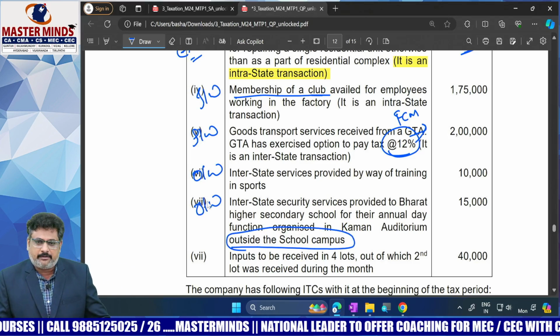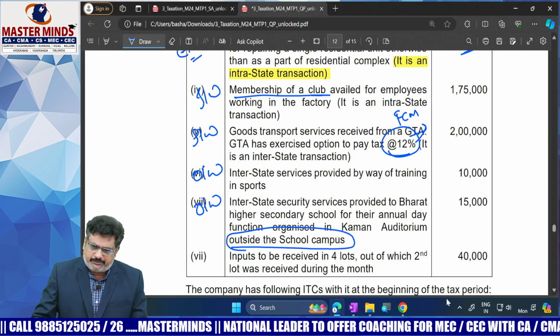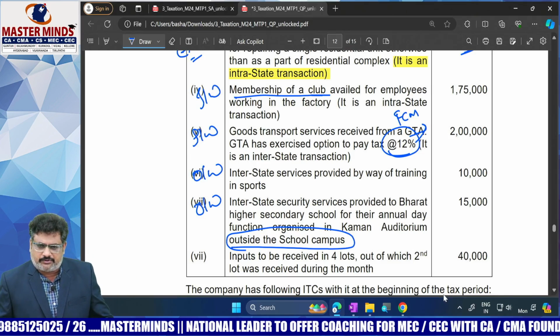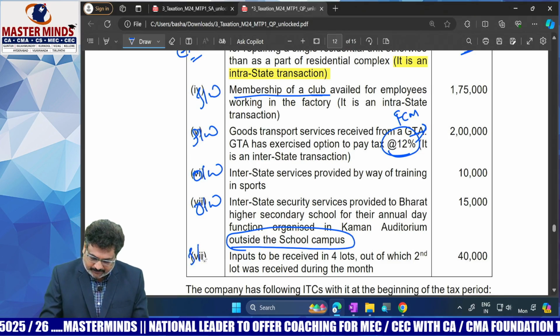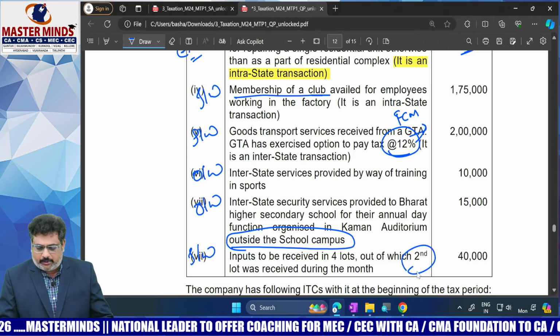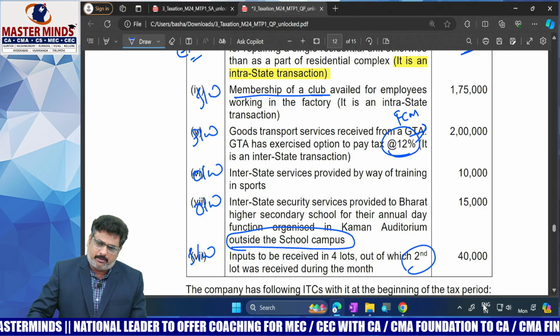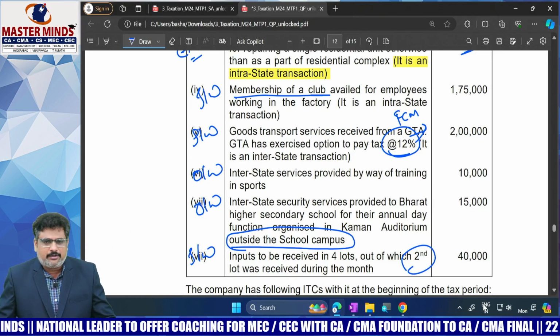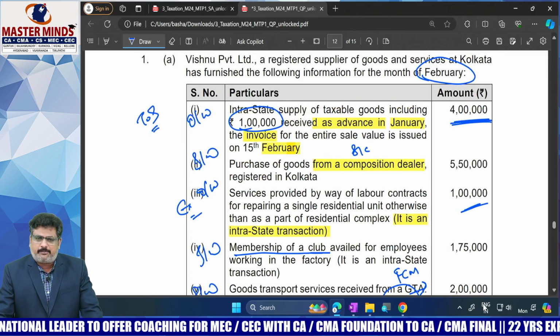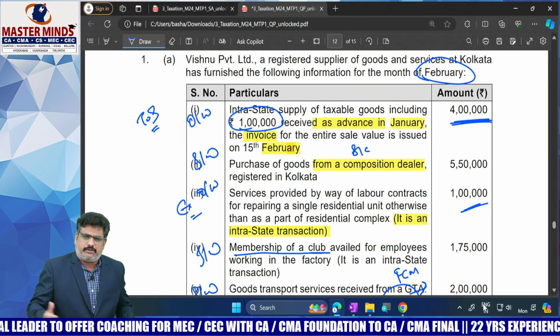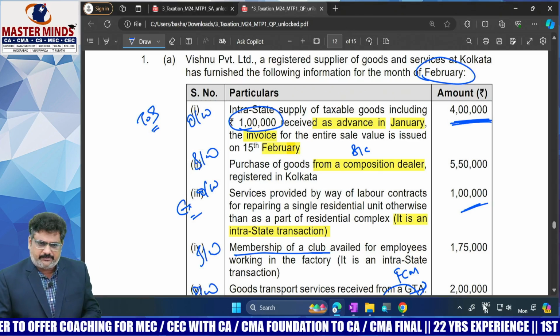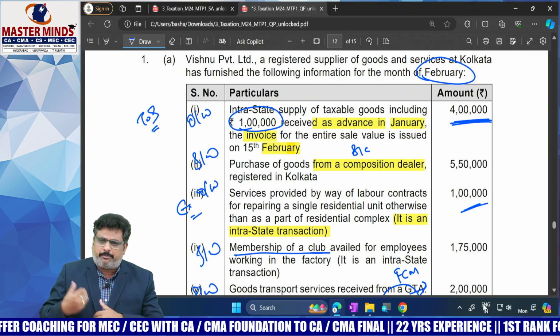Outward supply. Inputs to be received in 4 lots, out of which the second lot was received during the month. This is inward supply. But here we received only the second one. Is ITC allowed or not allowed? Definitely ITC not allowed. So if you observe here, first divide the problem like this. What are the outward supplies and what are the inward supplies? Then definitely it will be easy for you to present.